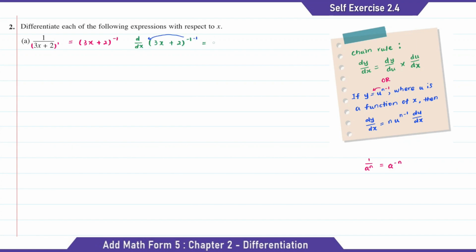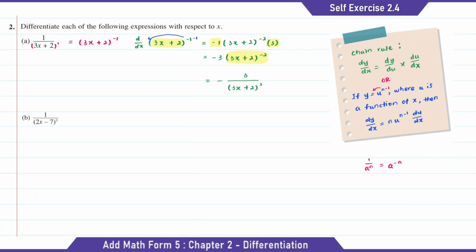When we differentiate this, we're going to get negative 1 bracket 3x plus 2 to the power of negative 2. Then differentiate the terms in the bracket, which is going to be 3. So here you can multiply the negative 1 with the 3, which is going to be negative 3. To write the power here in positive, then the final answer will be negative 3 over bracket 3x plus 2 to the power of 2.